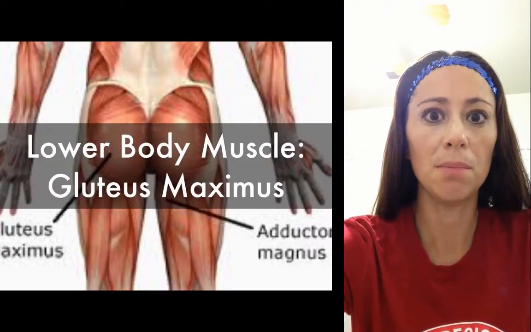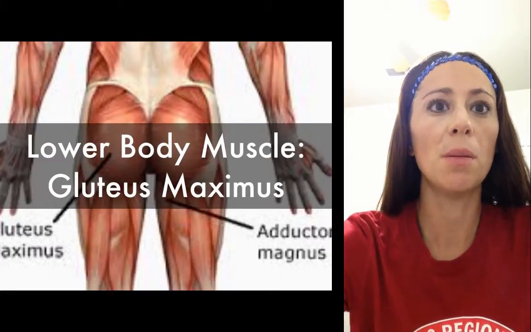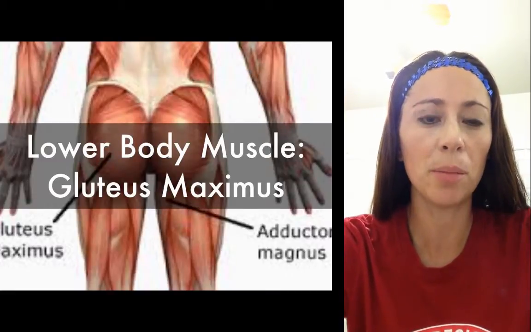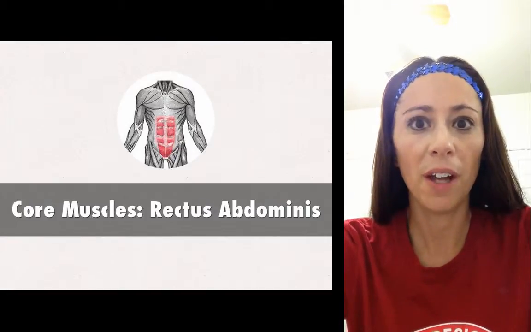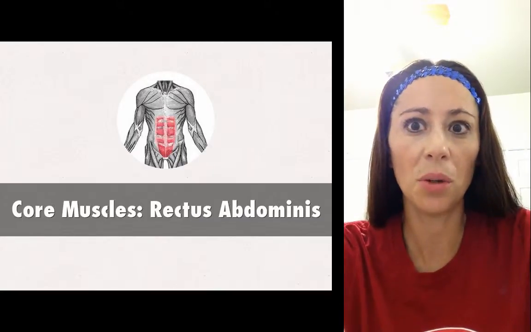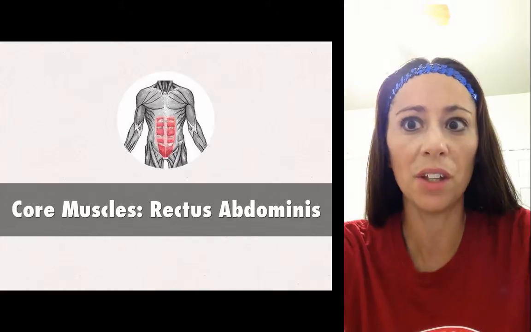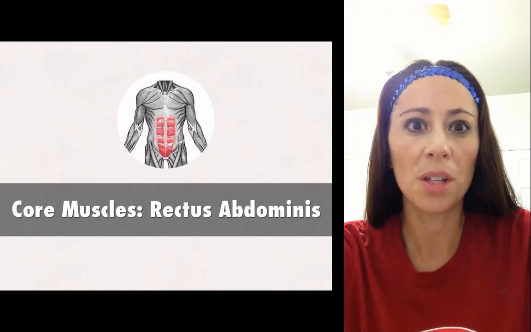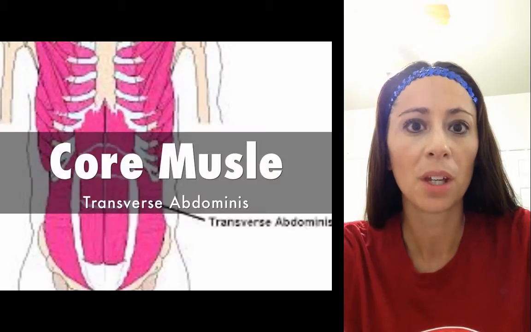Gluteus maximus, muscles on each buttock that move the thigh. The origin is the pelvis, insertion is the femur, and the innervation is the inferior gluteal nerve. And finally, we have the core muscles. Rectus abdominis, also known as abdominals or abs, are muscles running vertically on each side of the human abdomen. The origin is the pelvis, insertion are the ribs and sternum, and the innervation are the intercostal nerves.